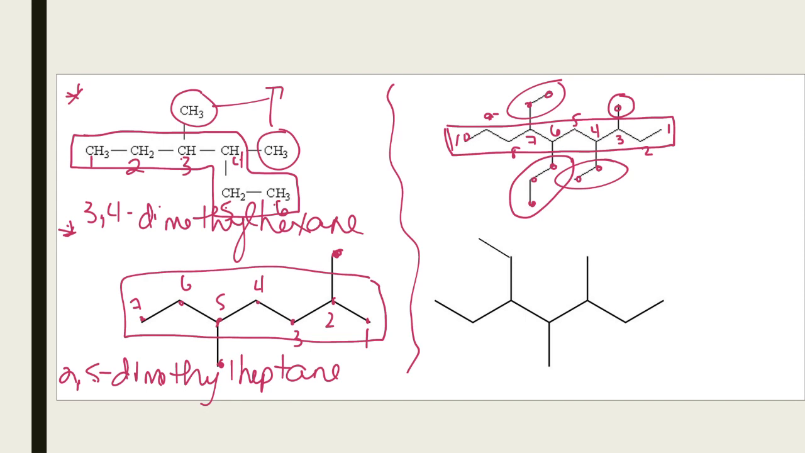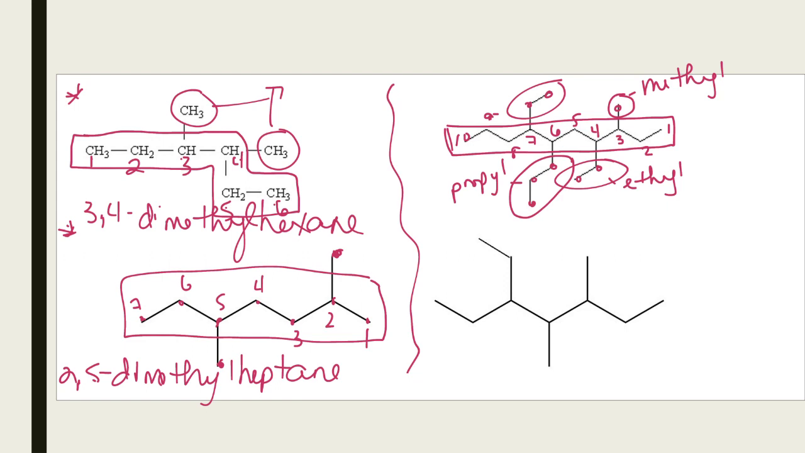Now, the thing with branches, when you have more than 1 branch that is different, you place those branches in alphabetical order, not numerical order. Okay, so what we know is that this is called a methyl. A 2 carbon branch is called an ethyl. And then a 3 carbon branch is called a propyl. So what we'll do is we will list the alphabetically lower branches first.